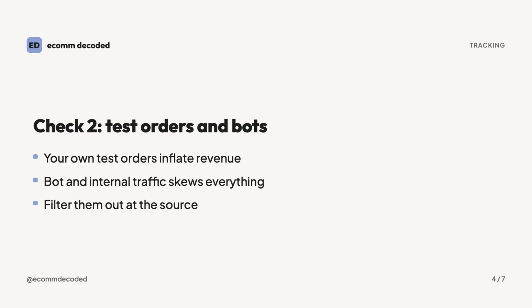Check 2 is pollution. Your own test orders, your team's visits, and bot traffic all sneak into the numbers and inflate them. I filter internal and test traffic out at the source, so the revenue you see is revenue from actual customers. This one is unglamorous, and it fixes more reporting confusion than almost anything else.